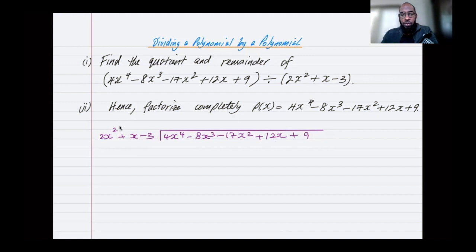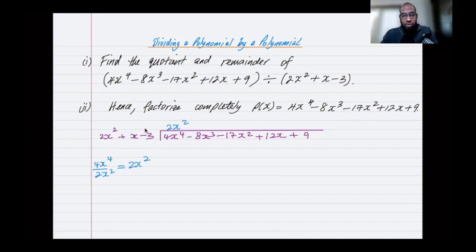So the first thing we're going to do, we're going to take this term and divide it by this term here. So we have 4x to the power 4 divided by 2x squared, and that is 2x squared. Right, so we're taking the 2x squared and putting it on top here. This 2x squared must be multiplied by each term here. 2x squared multiplied by each term here.